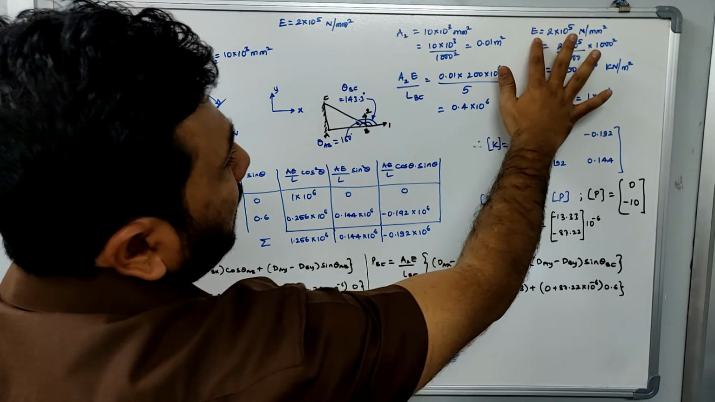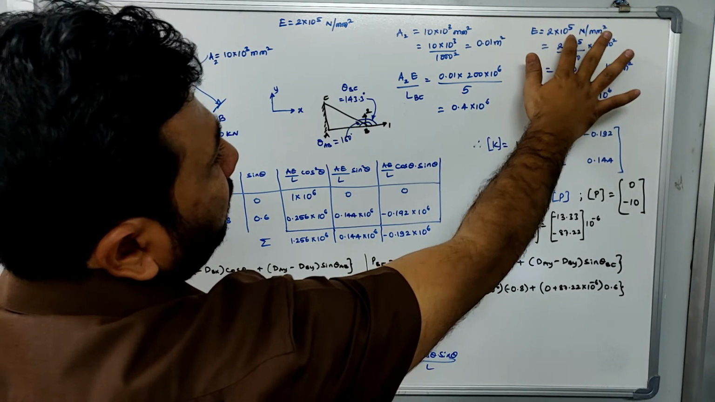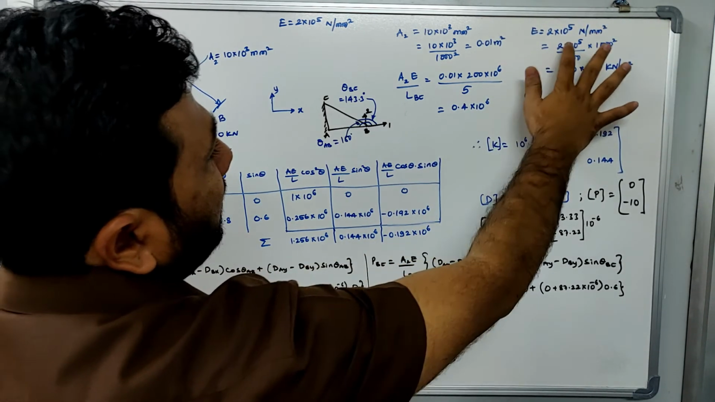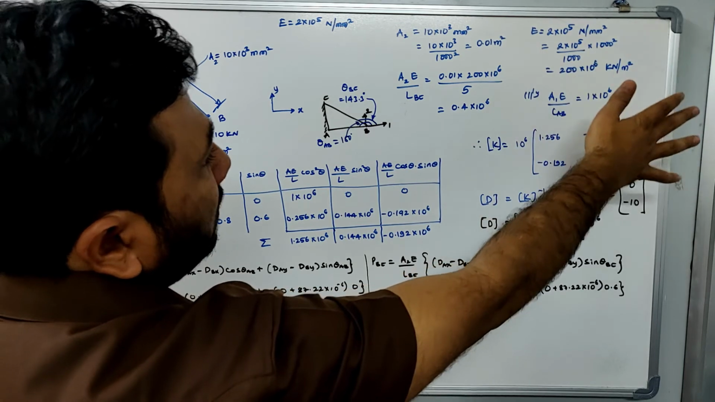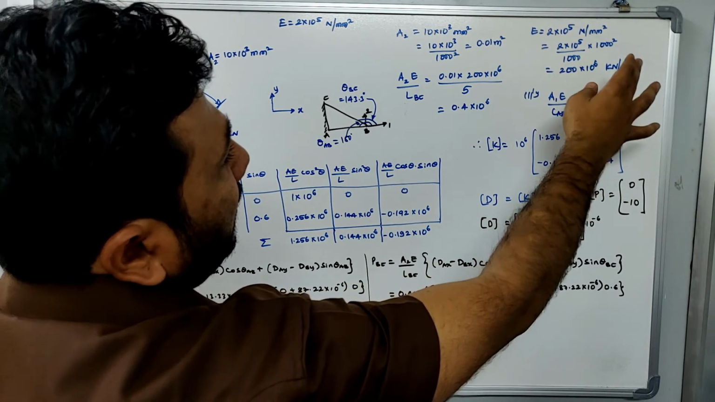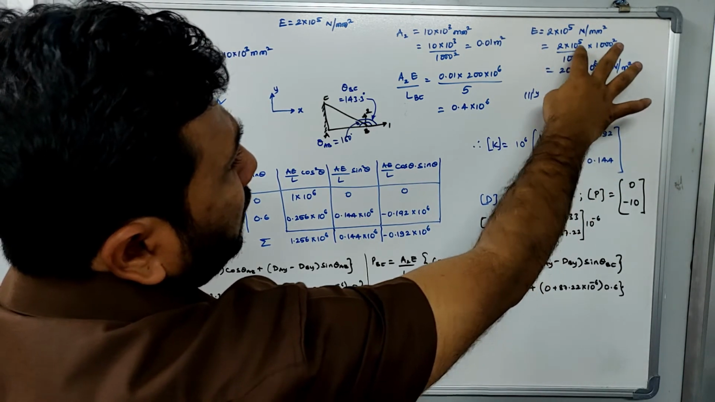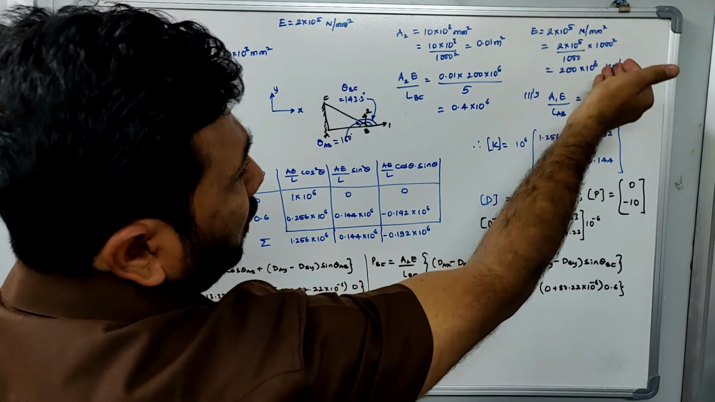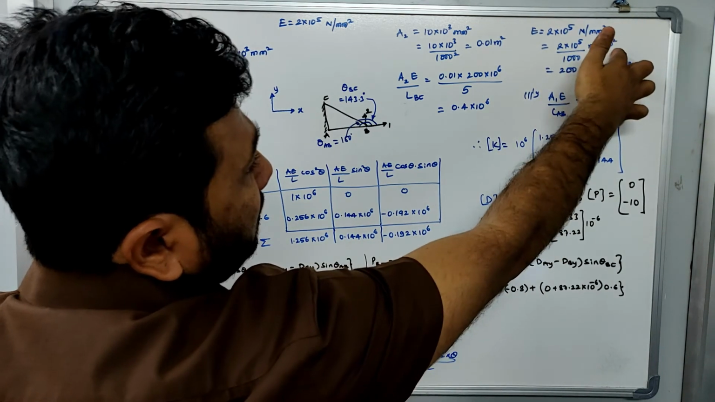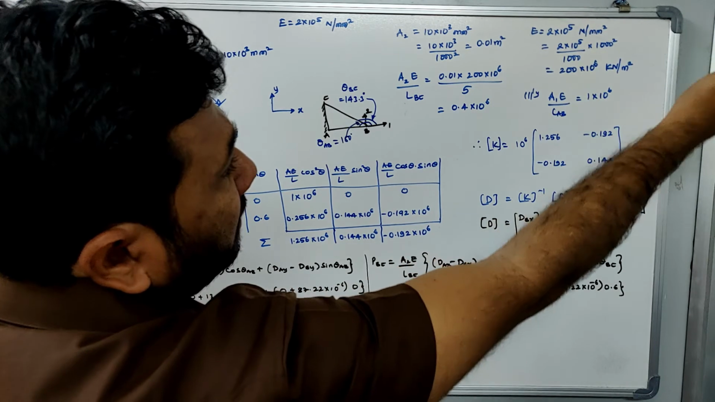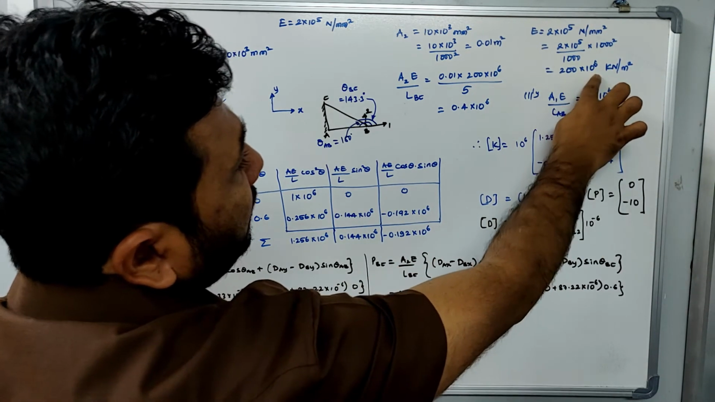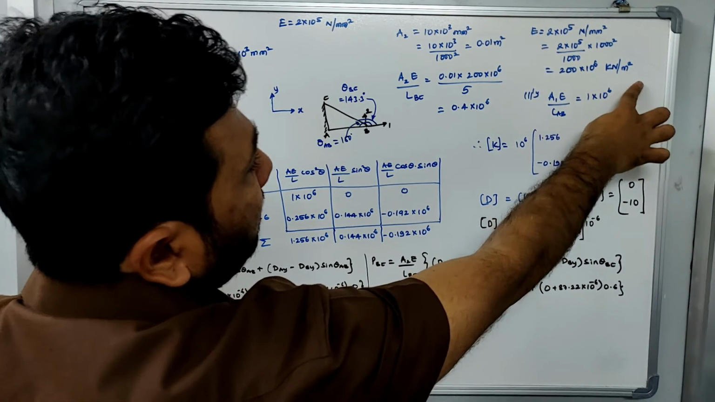So let us look into the E value. The E value is 2 into 10 raised to 5 Newton per mm square. First we will convert this into kilonewton per meter square, right? So 2 into 10 raised to 5 divided by 1000 will get converted into kilonewton. If I multiply by 1000 square, it will get converted into kilonewton per meter square. So my E value is 200 into 10 raised to 6 kilonewton per meter square.